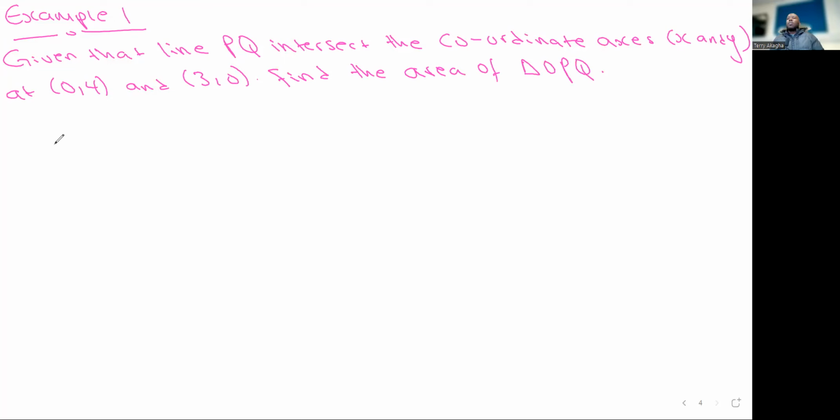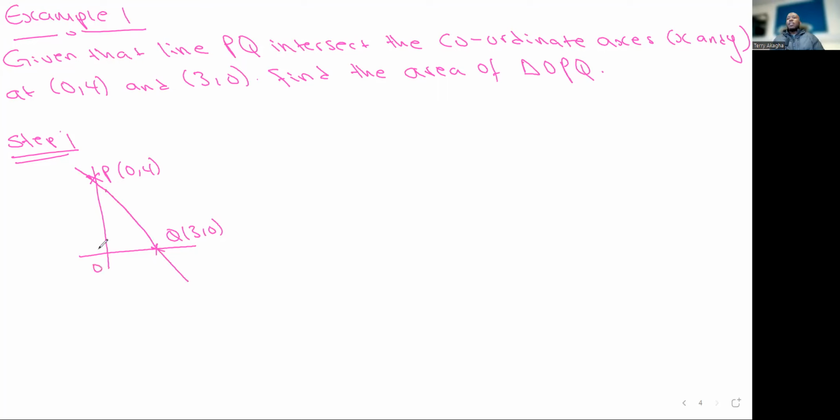Okay, so the first step, we'll try and see to draw this. So we are having a triangle here. We are told the y-intercept is at point P at (0, 4), and the x-intercept is at point Q at (3, 0). So that means this is the line PQ.